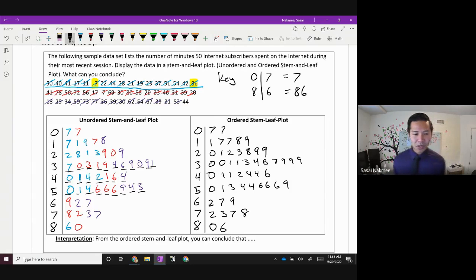Looking at it now in an ordered stem and leaf plot, what's something that you can draw just by looking at all these numbers right here? What's the conclusion that you can make, or just anything? What do you notice? Hopefully you notice the shortest amount of time someone spent on the internet is 7 minutes. Something else you can notice is the most someone spent was 86 minutes. Of course, that's not an awesome observation because you could just look at the original data and say that. But looking at it as a stem and leaf, is there anything else that you can hopefully see?